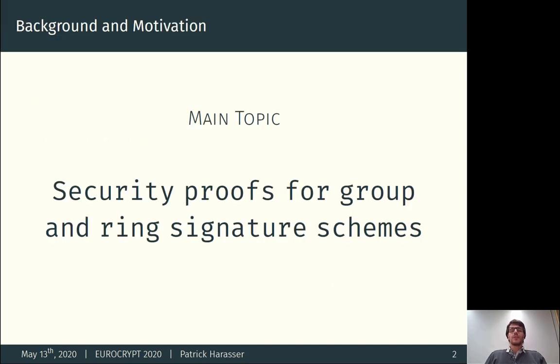Okay, so let me start with a bit of motivation for our work. This paper is about security proofs for group and ring signature schemes. These are special signature schemes where one individual can sign a message on behalf of an entire group of users without revealing who specifically put the signature. There are many variants of group and ring signature schemes out there, but usually the difference between these two primitives is that ring signatures can be generated spontaneously and cannot be de-anonymized, while group signatures require some form of setup and can be opened by a designated authority.